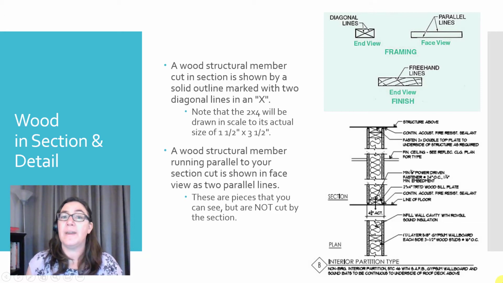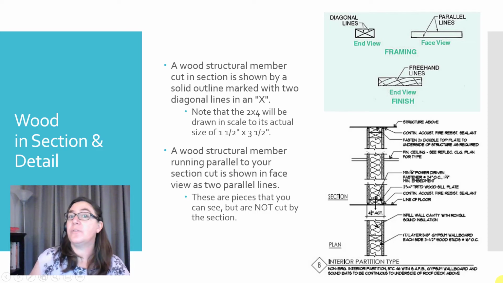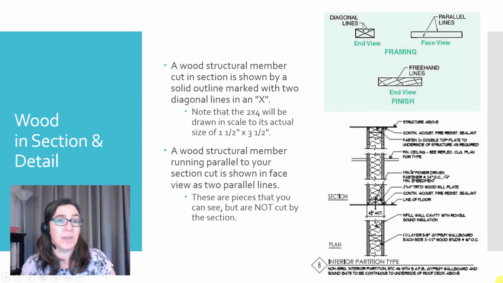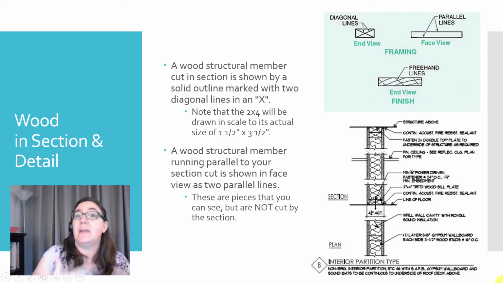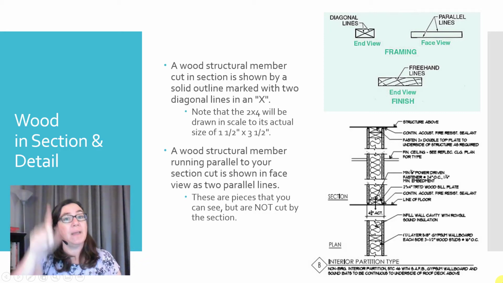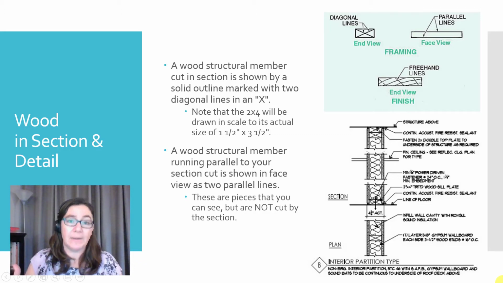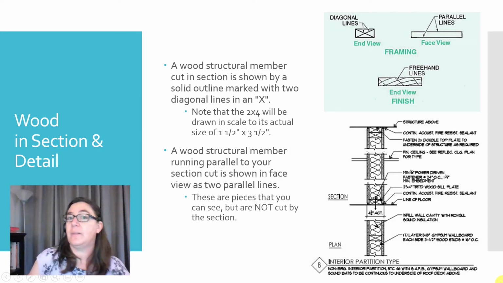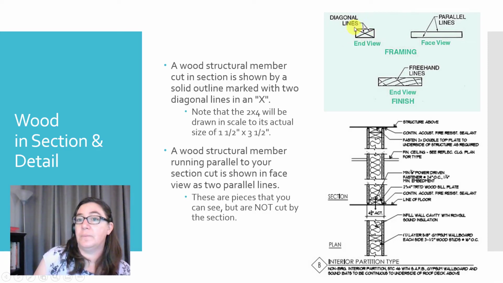Let's talk about wood in sections and details. Any wood structural member in a section, and when I talk about structural member, I'm meaning something like a 2x4 or a 2x10, is shown by a solid outline, usually a rectangle, and it's marked with 2 diagonal lines and an X. We see that right here in this illustration.